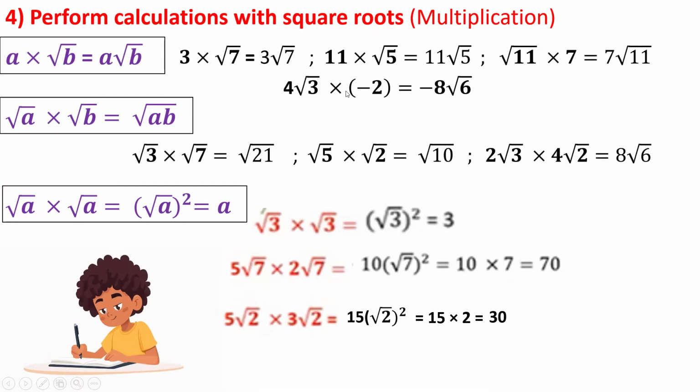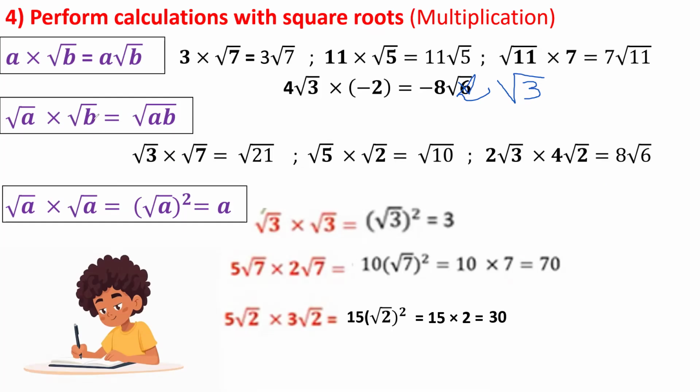4 radical 3 times negative 2, I apply the coefficients, then I write the radical as it is. Of course, this is a typing mistake. Sorry for the typing mistake. It is 4 times negative 2 is negative 8, and I keep radical 3 as it is. As I said, the rule says I keep the radical as it is. It is radical 3.